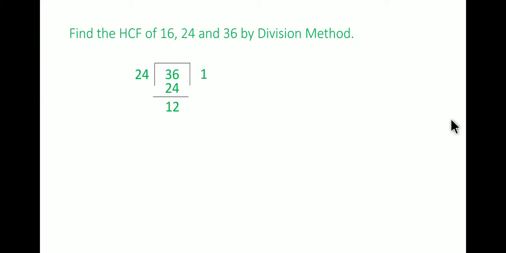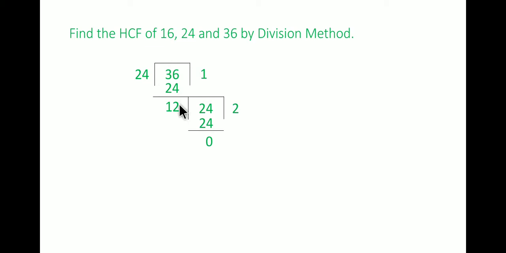Now this 12 will divide this 24 out here. So we'll bring this 24 down here and we'll divide 24 by 12. So 12 into 2 is equal to 24, and the remainder is equal to 0. This means that the HCF of 24 and 36 is 12. So 24 and 36, the HCF is 12. We got the HCF of these 2 numbers.